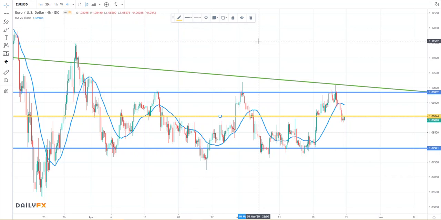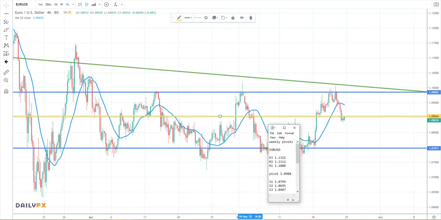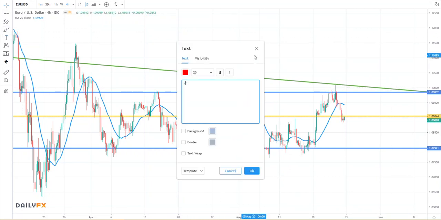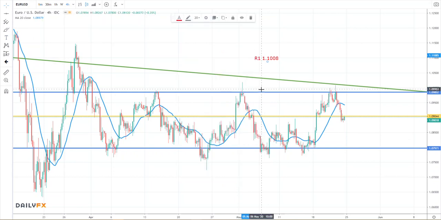And I'll label my pivot in yellow. Okay, R1, $1.1008. Pretty obvious there, right? So your R1's right at the top of that channel. $1.1008. So price moves back up to that top, to that R1. That's a sell. Be careful though. I wouldn't recommend getting into positions here in the middle of the range. It can be kind of dicey.